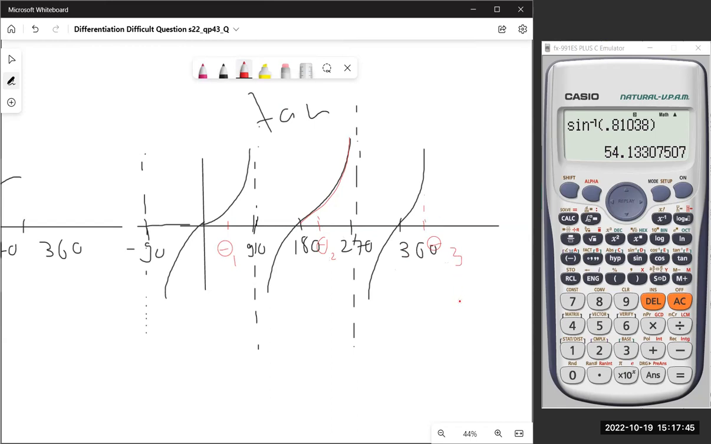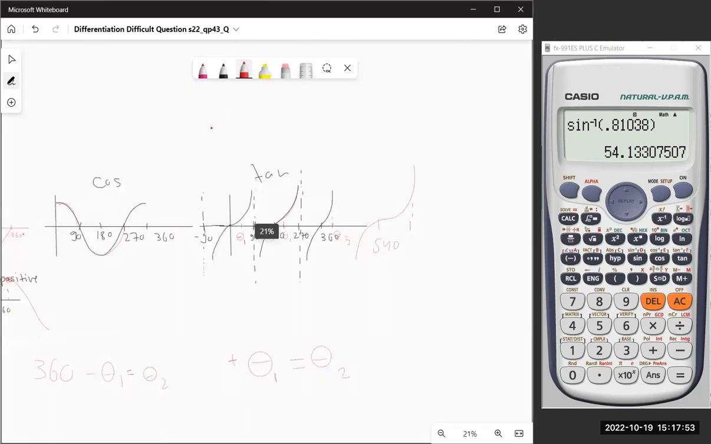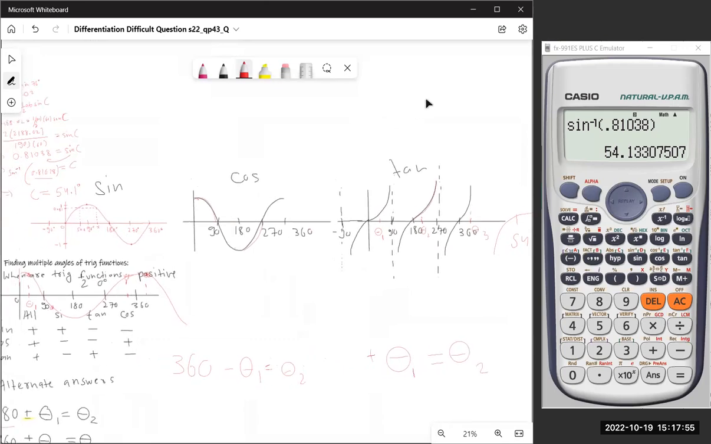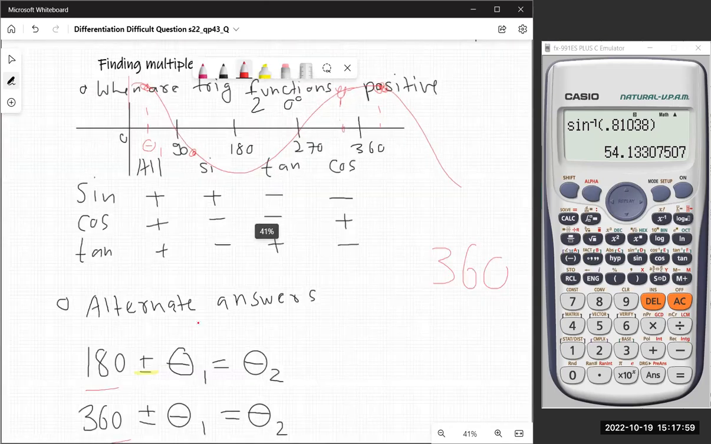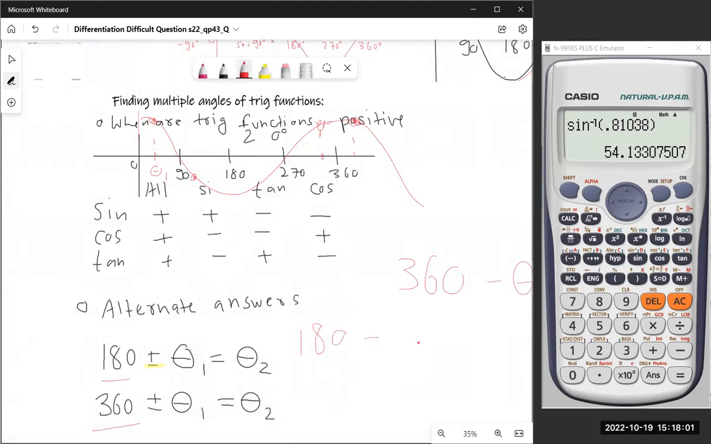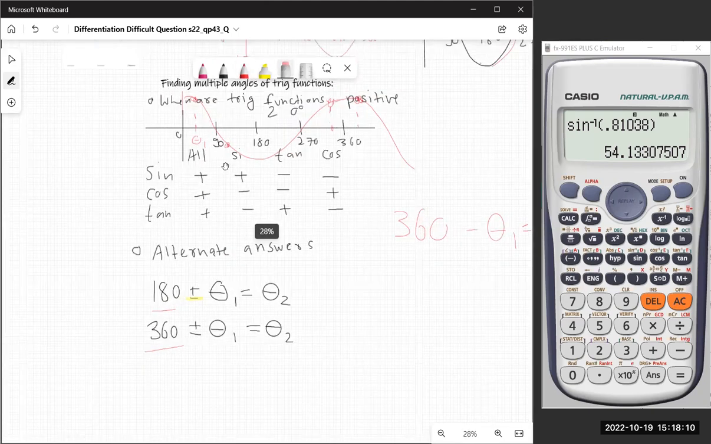So you can do plus 360, or after this you can even do 540. You'll get another answer over here, right? All of those are correct. But in the exam, you don't have to go that far. All you have to do is check if it's either 180 minus theta or 180 plus theta or 360 minus theta or 360 plus theta. That's it. Fine. Have you written everything?